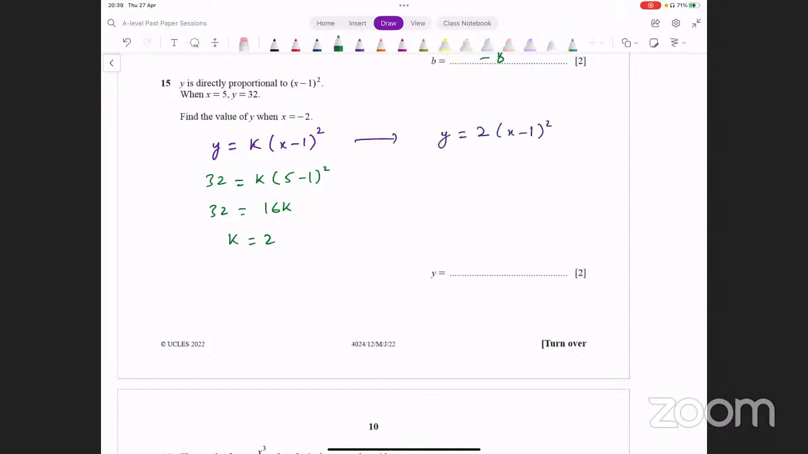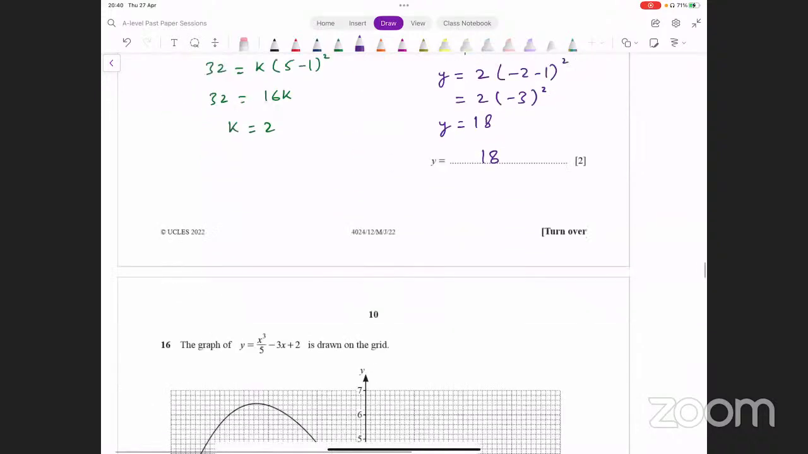आप क्या करोगे, x की जगह पे -2 input कर दोगे, क्योंकि आपको y चाहिए when x is -2. Let's see what we get from that. Y equals 2 into -2 minus 1 whole squared, and that's -3 whole squared. -3 का whole squared कितना होता है? 9. And that is going to give you 18. So the y value turns out to be 18 here. ठीक है, ये हमारे पास 18 आ गया. That was pretty straightforward. Question number 15.